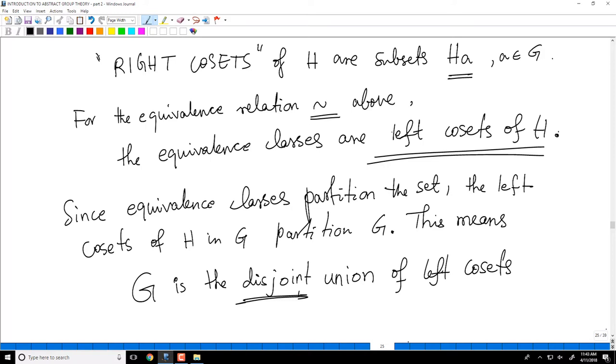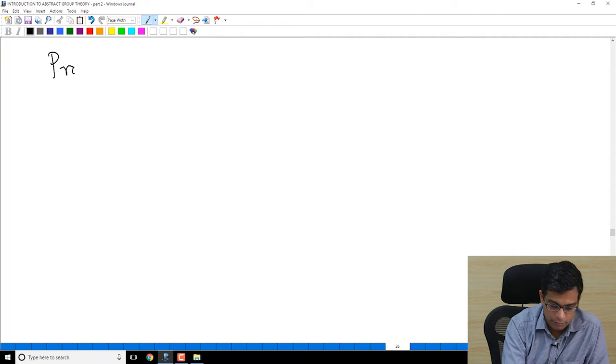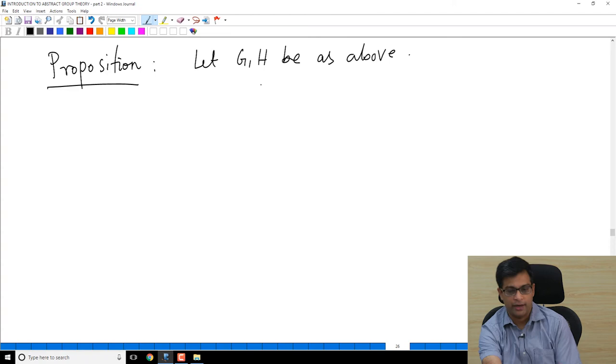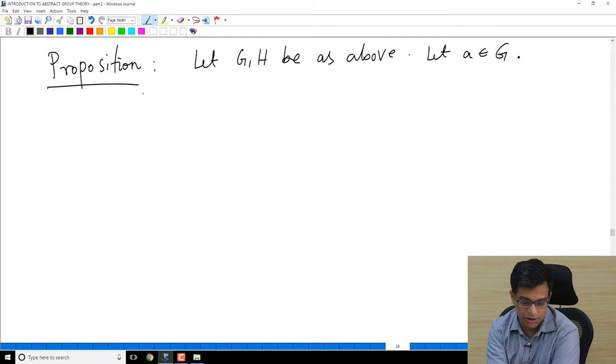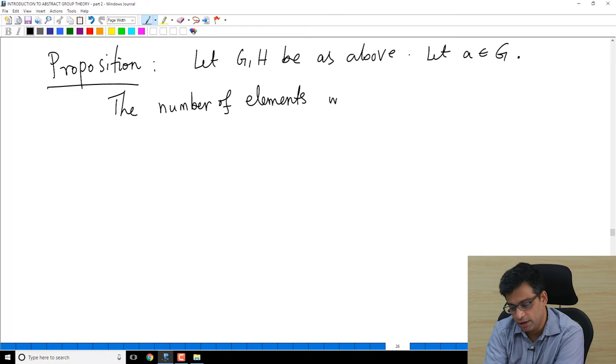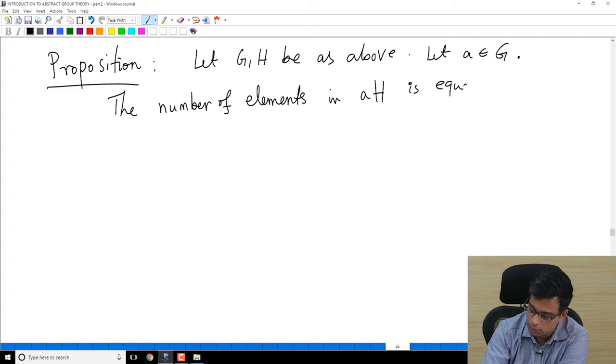Now let me prove an important proposition. Fix G and H, by which I mean G is an arbitrary group and H is a subgroup of G, and let a be in G. Then the proposition says the number of elements in the left coset aH is equal to the order of H.